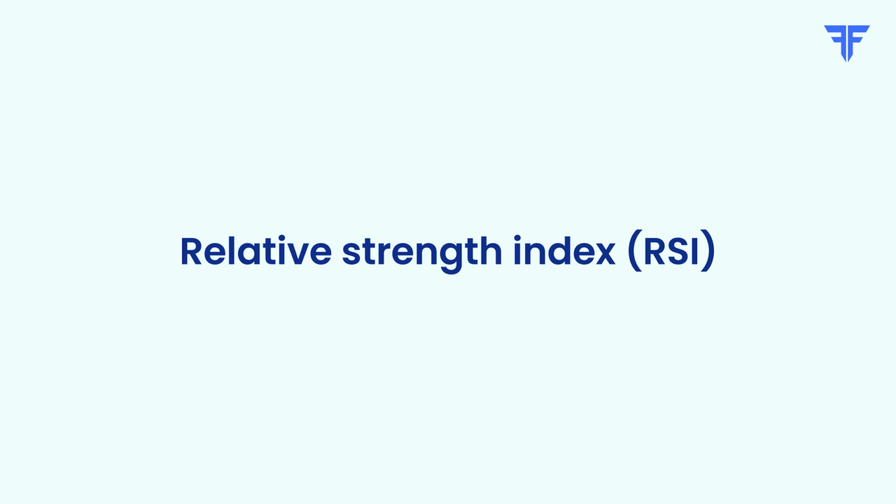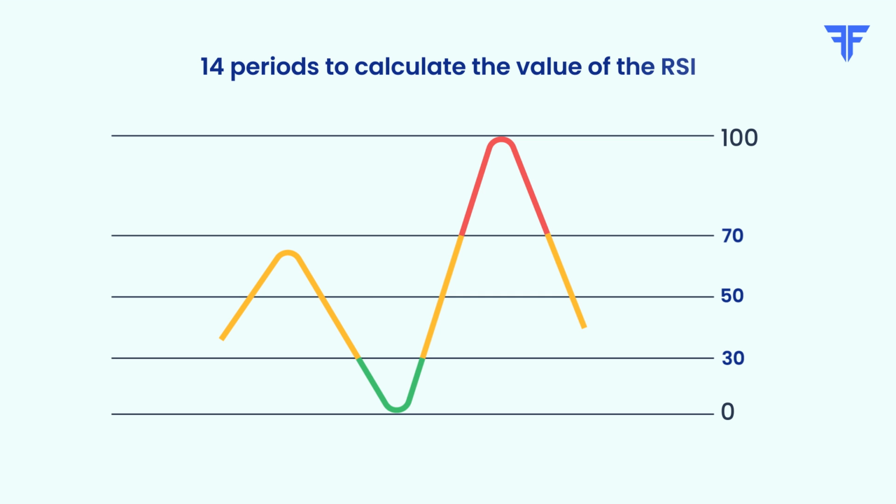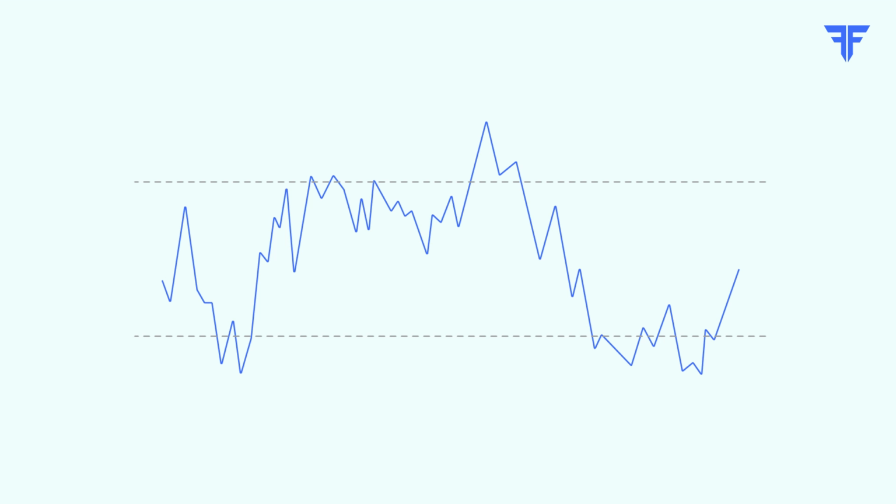Relative Strength Index. RSI is one of the most popular and most widely used technical indicators of all. The RSI is an oscillator as it fluctuates in a fixed band between 0 and 100, with 50 being the central value. By default, most charting platforms use 14 periods to calculate the value of the RSI. Market can remain in overbought or oversold for extended periods of time.